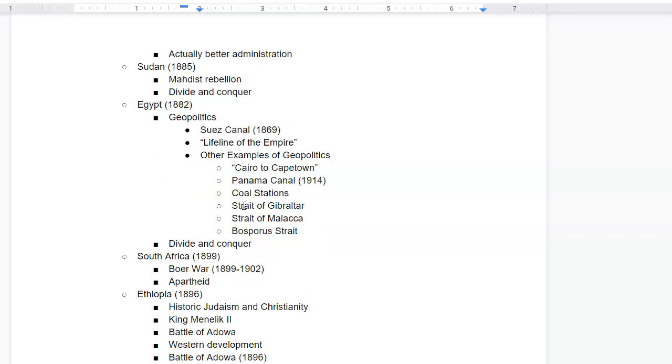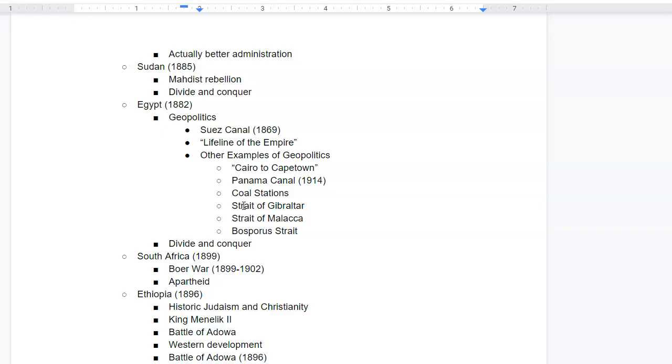Egypt, rather than an example of resistance, Egypt had been part of the Ottoman Empire for centuries and had been granted a limited independence from the Ottomans in the early 1800s. And it had begun to construct the Suez Canal. But as it got into debt, the British took over. The Suez Canal would connect the Red Sea with the Mediterranean Sea.